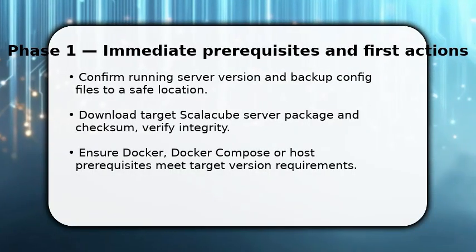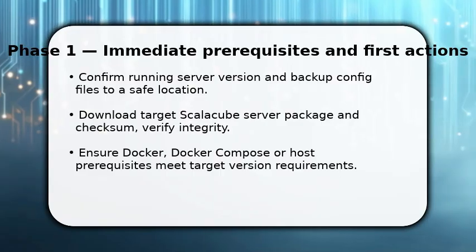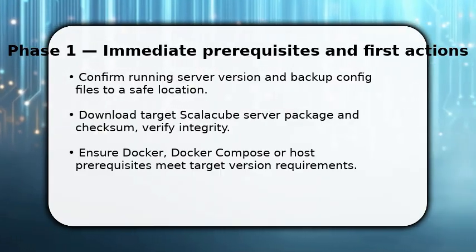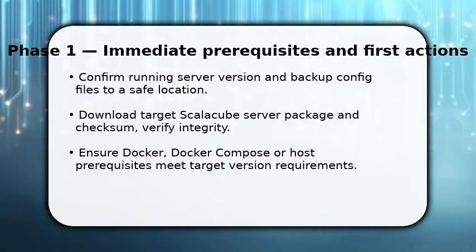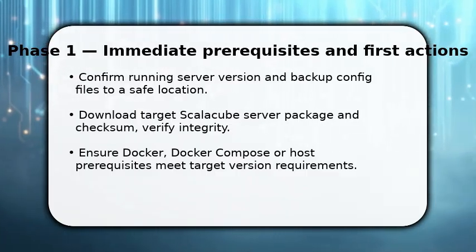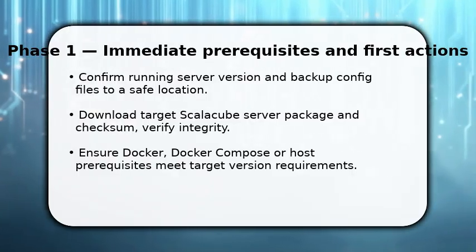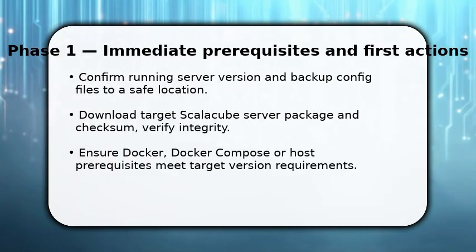You begin by verifying the live server version and creating a full backup, including configs and world data. Next, download the target Scalacube server build and its checksum, then validate the file to avoid corrupt installs. While you do that, make sure Docker or the host environment matches the new version requirements.